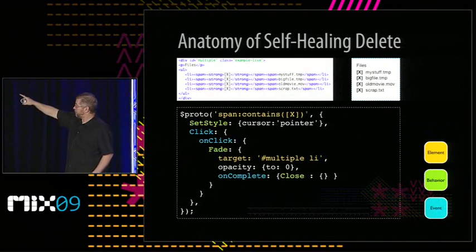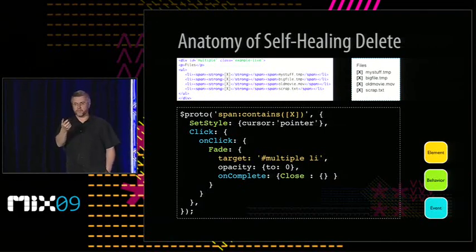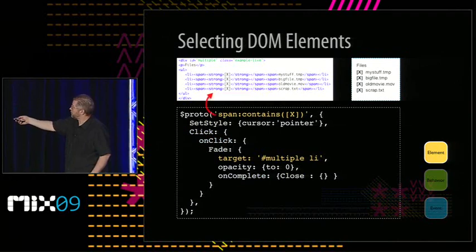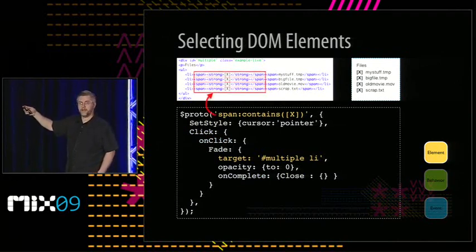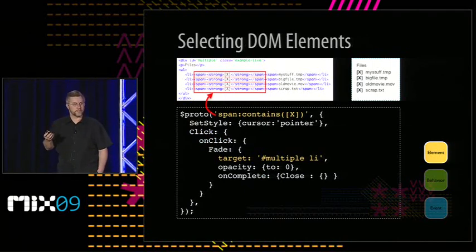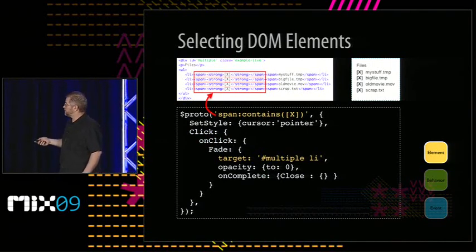So I'm saying find me all the spans that contain an X. That's using jQuery under the covers. I actually could support a number of different frameworks, their selector syntax, and so the contains X. What's going to happen is it's going to find those guys. So it finds 4 elements, and now it's going to apply behavior to those 4 elements. So the context is those 4 elements.